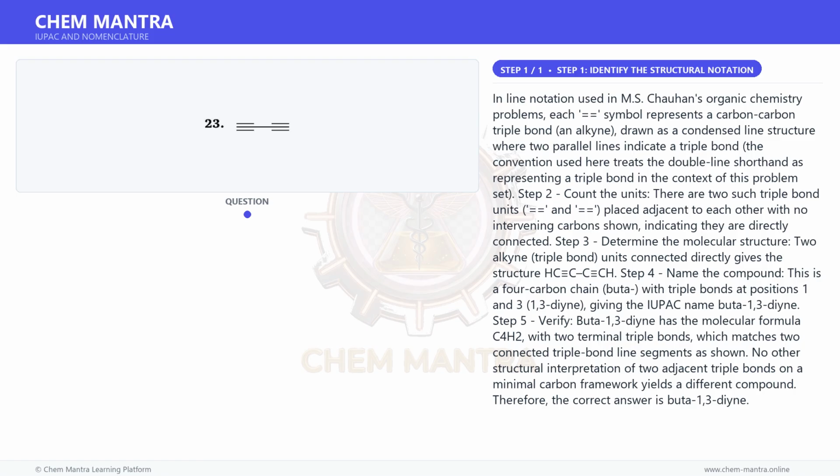Step 5. Verify. Buta-1,3-diyne has the molecular formula C4H2 with two terminal triple bonds, which matches the two connected triple bond line segments as shown. No other structural interpretation of two adjacent triple bonds on a minimal carbon framework yields a different compound. Therefore, the correct answer is buta-1,3-diyne.